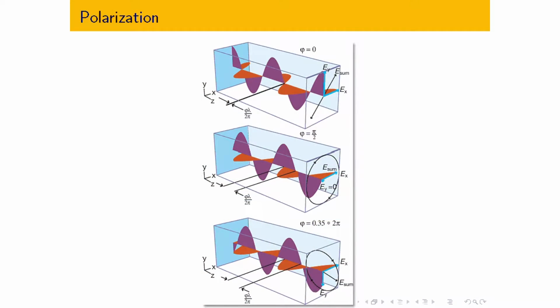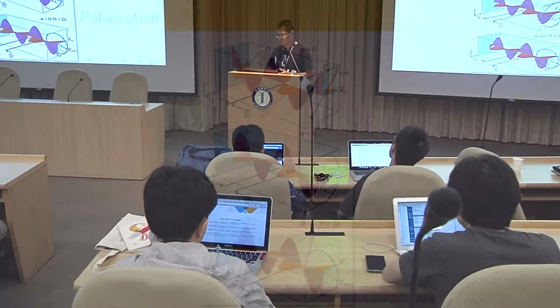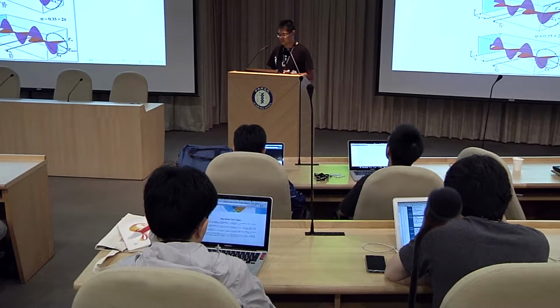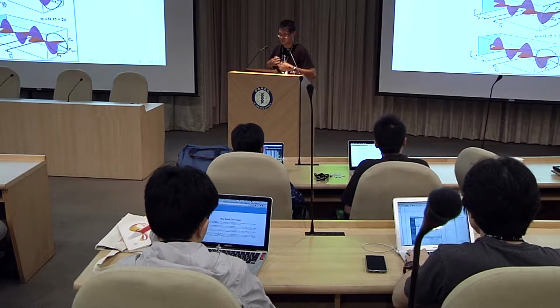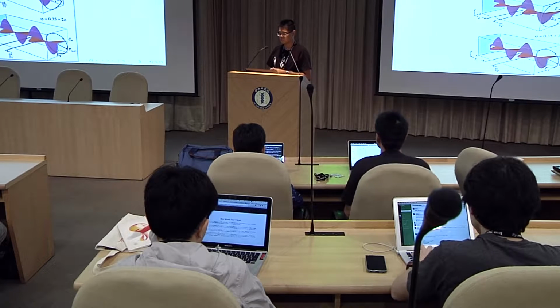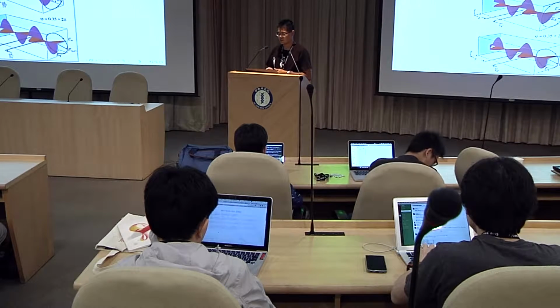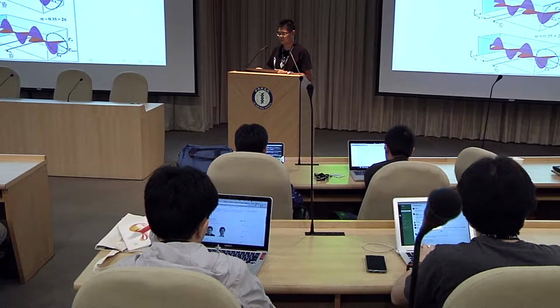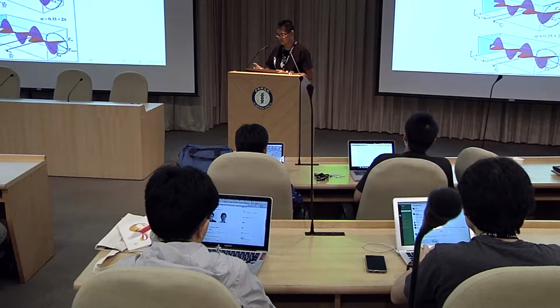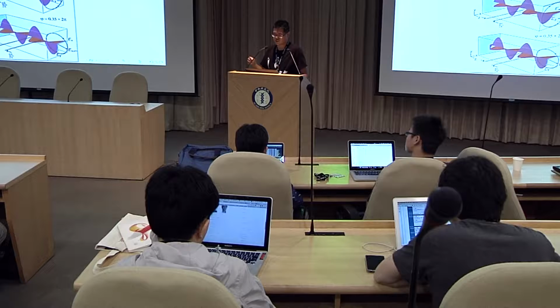I don't know how many of you have a physics background, so I'll simply introduce that light is an electromagnetic wave, and the electric field is a vector field. So there's a polarization of the field. The polarization means the direction of your electric field, and how it changes with time.